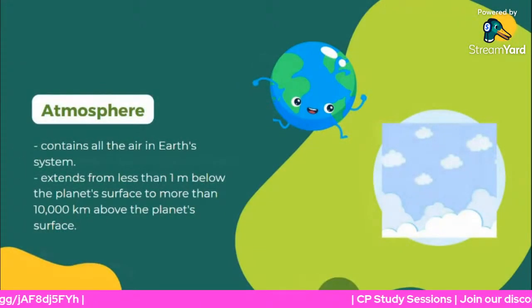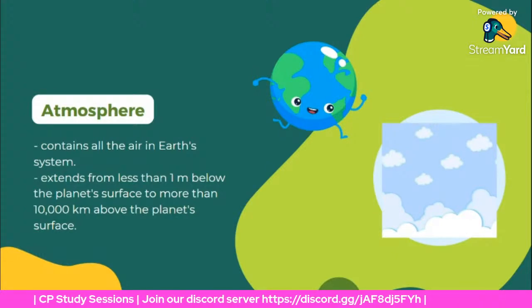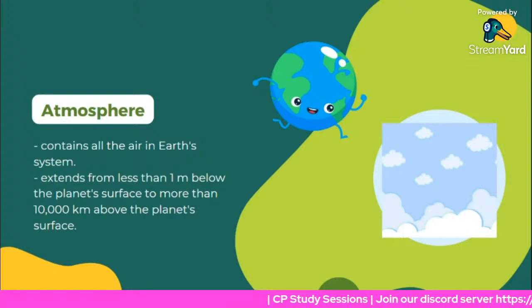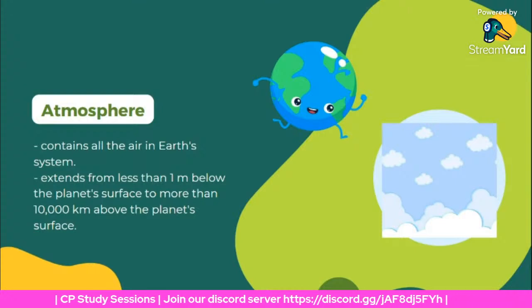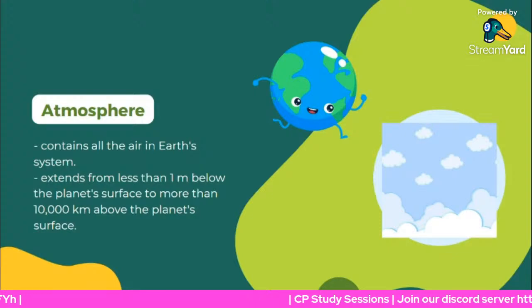And the last sphere of Earth that we are going to discuss is the atmosphere. It contains all the air in Earth's system. It extends from less than 1 meter below the planet's surface to more than 10,000 kilometers above the planet's surface. The upper portion of the atmosphere protects the organisms of the biosphere from the sun's ultraviolet radiation. It also absorbs and emits heat. When air temperature in the lower portion of this sphere changes, weather occurs.